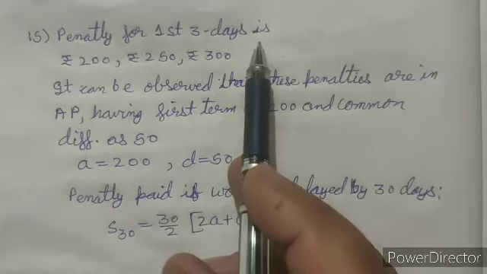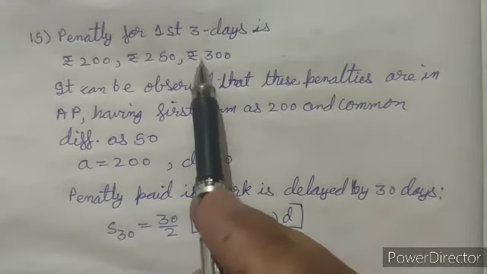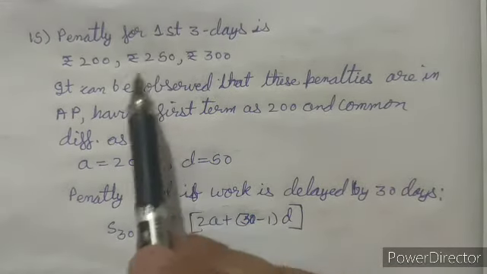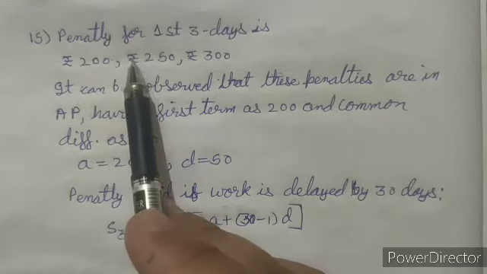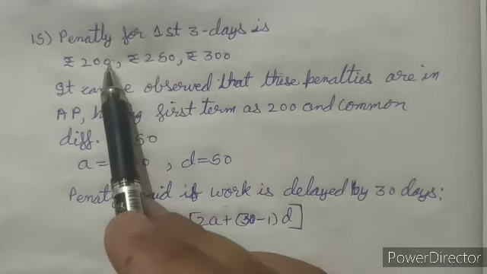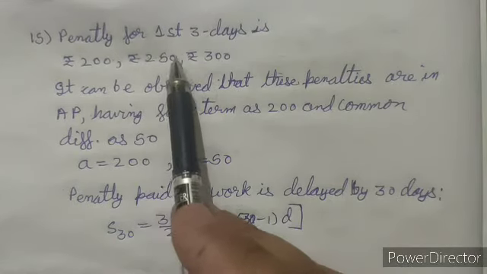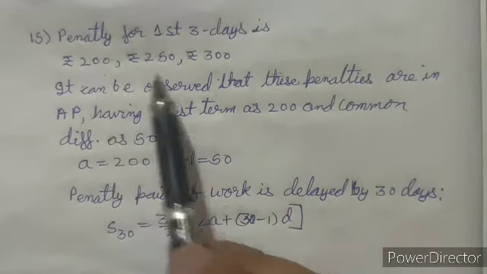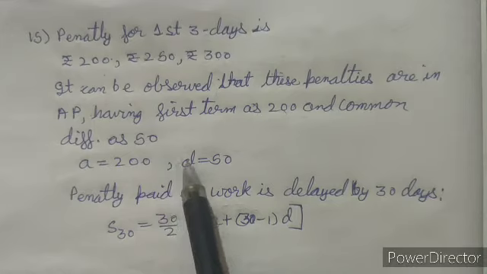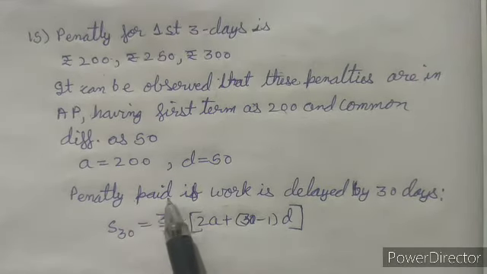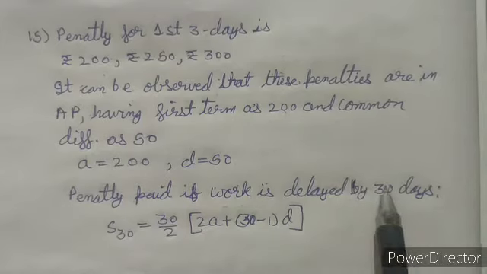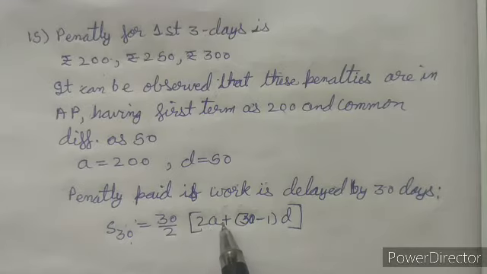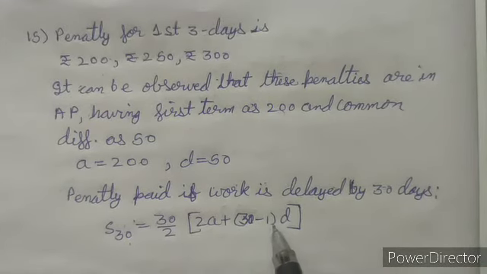the penalty for the first 3 days is rupees 200, 250 and rupees 300. Now it can be observed that these penalties are in AP having the common difference as 50, because the difference between each consecutive penalty is rupees 50. Now their first term is 200 and the common difference is 50. So A is 200 and D is 50. Now the penalty paid if the work is delayed by 30 days will be given by S30, and S30 will be equal to 30 by 2 into 2A plus 30 minus 1 D.